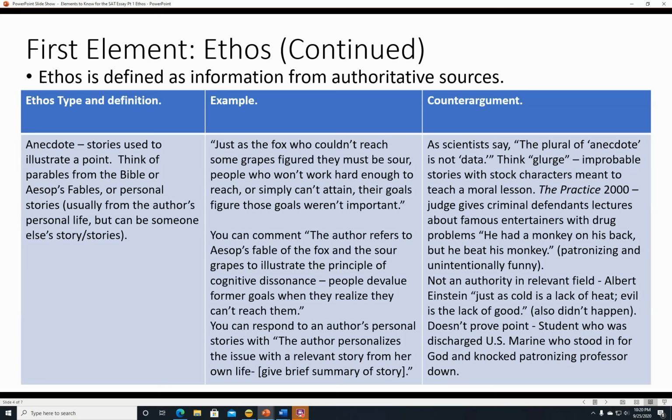So that's where sour grapes, the metaphor is from the Aesop's fable dealing with the fox who couldn't reach the grapes. You could comment, the author refers to Aesop's fable of the fox and the sour grapes to illustrate the principle of cognitive dissonance. People devalue former goals when they realize they can't reach them. So you could also respond to an author's personal stories if the author told a story from his or her life. The author personalizes the issue with a relevant story from her own life and give a brief summary of the story. Maybe she decided, well, her dreams of becoming a professional figure skater weren't that important when she realized that she just was really not any good at skating.